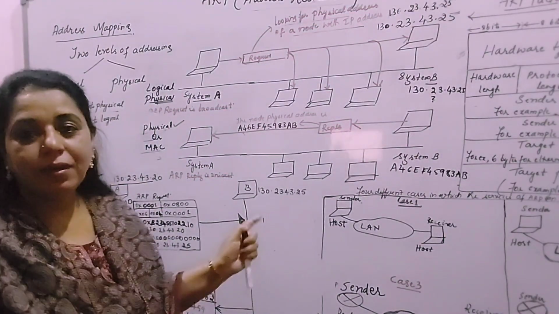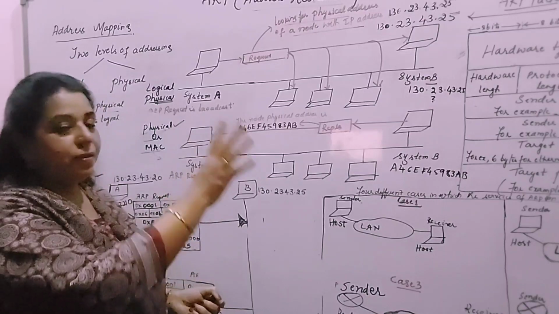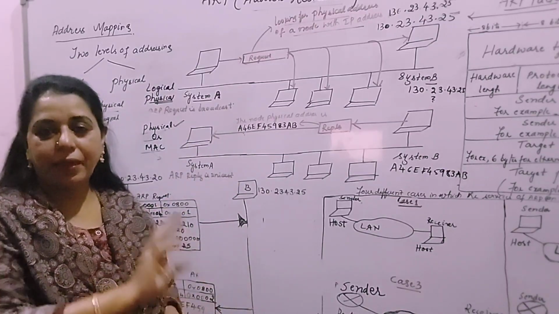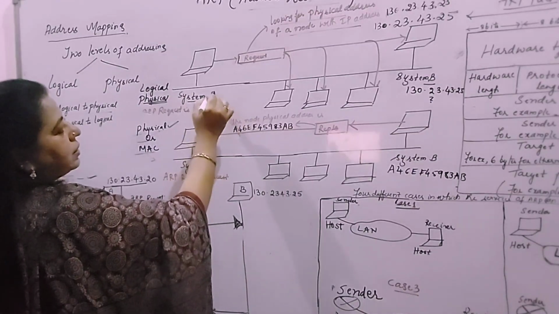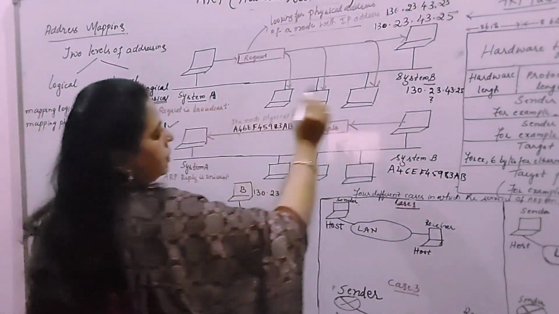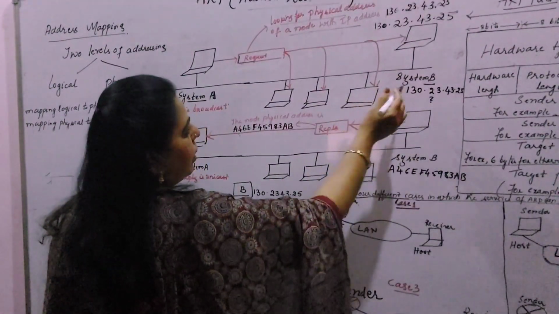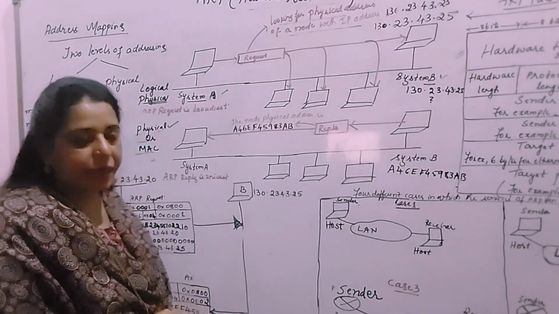I've put all the illustrations that are required for the functioning of ARP. If you are familiar with this kind of illustration, then you know the complete details of ARP. I have one diagram here. One is system A and another is system B. System A is the sender, system B is the receiver. Apart from system A and system B, there are other systems also in the network.